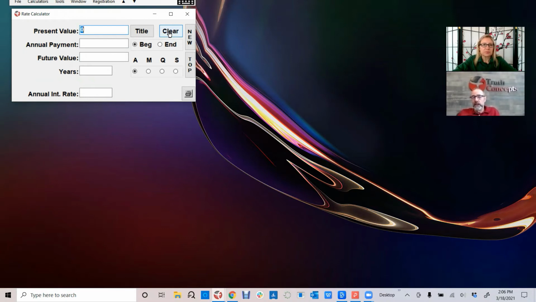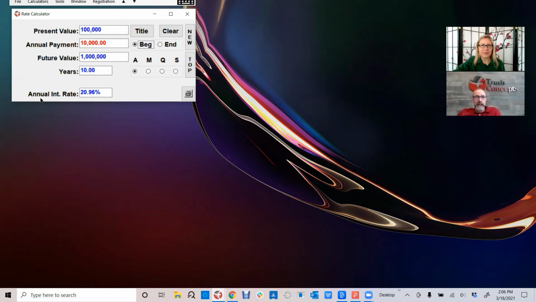So if we had a $100,000 present value, an annual payment of $10,000, and we needed $1 million in the future, and that time in the future is 10 years from now, then it shows us that we would need to earn 20.96% every single year so that that $100,000 with $10,000 a year being added would grow to $1 million in that 10-year time frame.